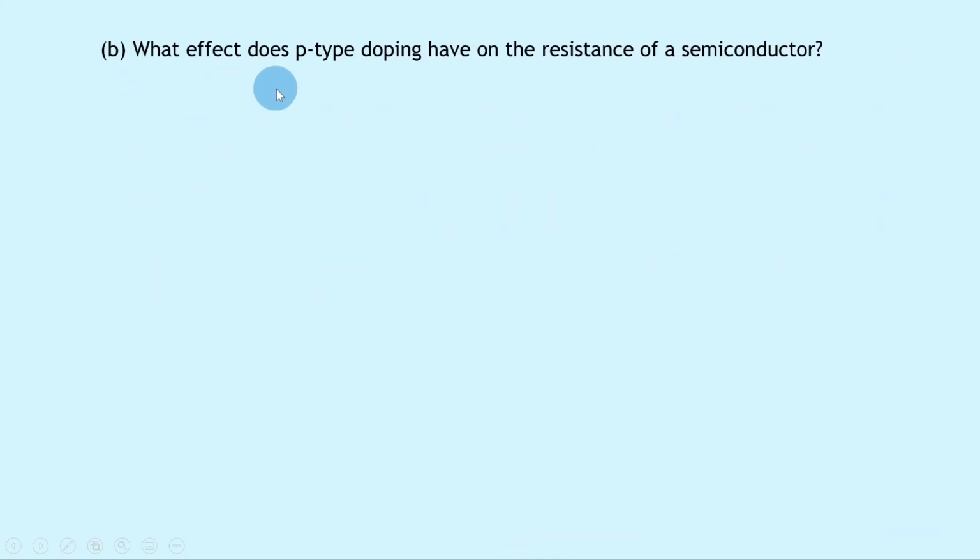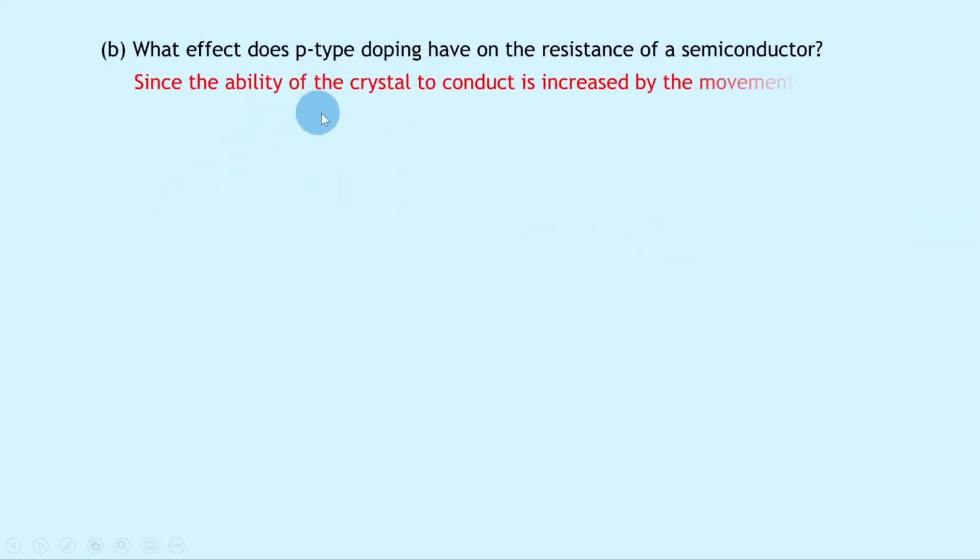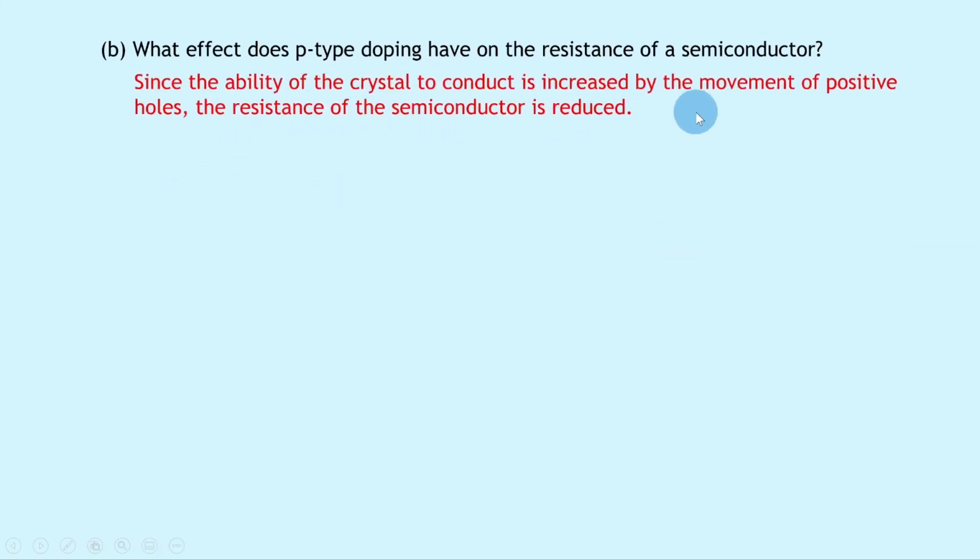Lastly, part B says, what effect does P-type doping have on the resistance of a semiconductor? Well, it's just the exact same effect that N-type doping has on the resistance of a semiconductor, but it's just carried out in a different way, as we've seen. So just like we said in question 2, since the ability of the crystal to conduct is increased by the movement of positive holes, or in other words, conductivity increases, then the resistance of the semiconductor is reduced or decreases.